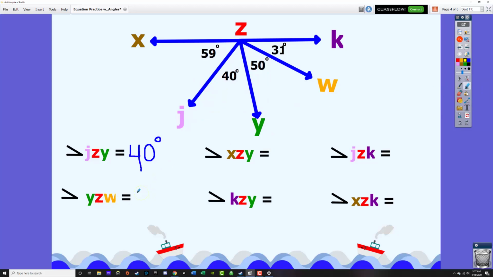Let's go ahead and move down. We'll work in columns, top to bottom. So we have YZW, so angle YZW, that would be Y to Z to W. And the angle right here in between looks to me like it would be 50 degrees. So that would be equal to 50 degrees.